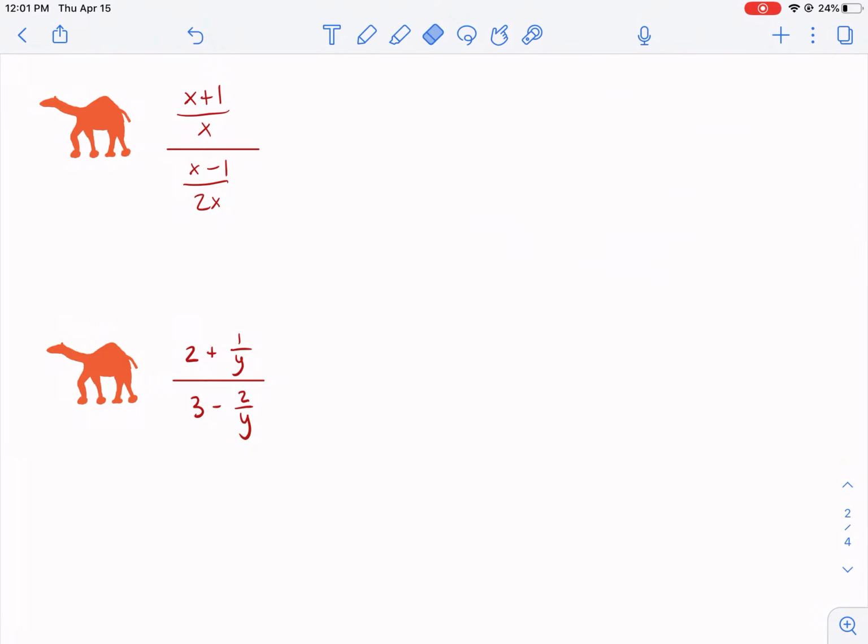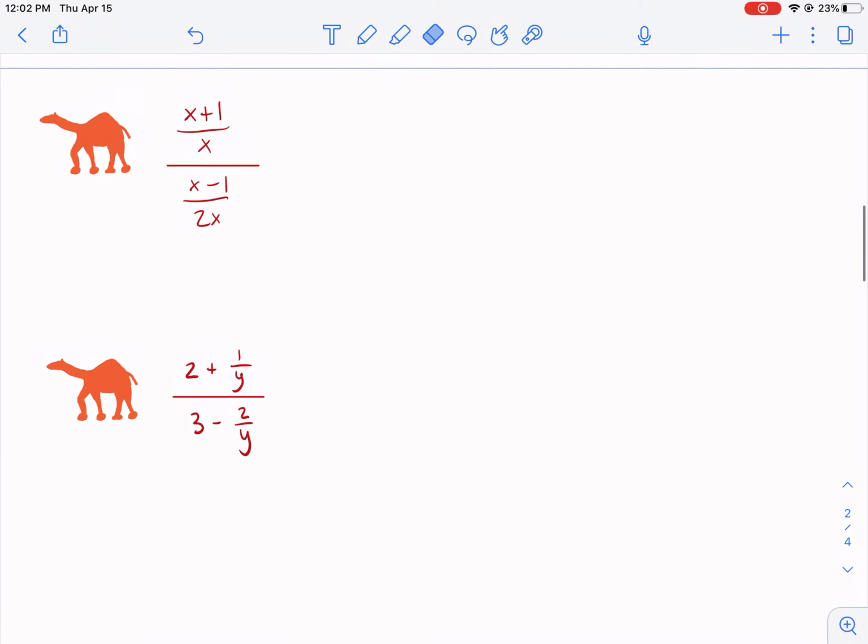Welcome to part 2 of section 6.3. We're talking about simplifying complex fractions.